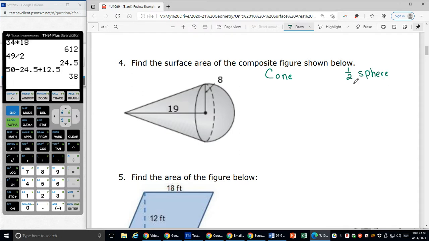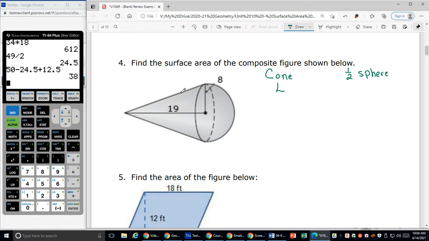That would be a better thing to call it, but the formula we're going to use will be half of the sphere. Now for my cone, I have two areas. I have lateral area and I have surface area. And I can tell on this one, since it's not going to be this inside part, I'm not going to be using the base of that cone. It's just the lateral area is all I want for that cone.